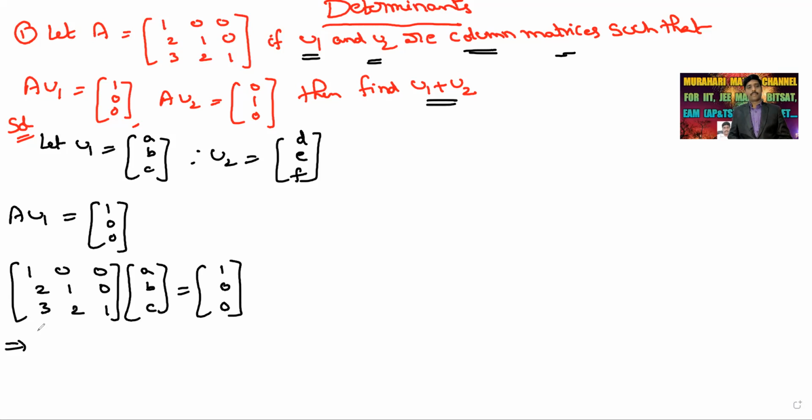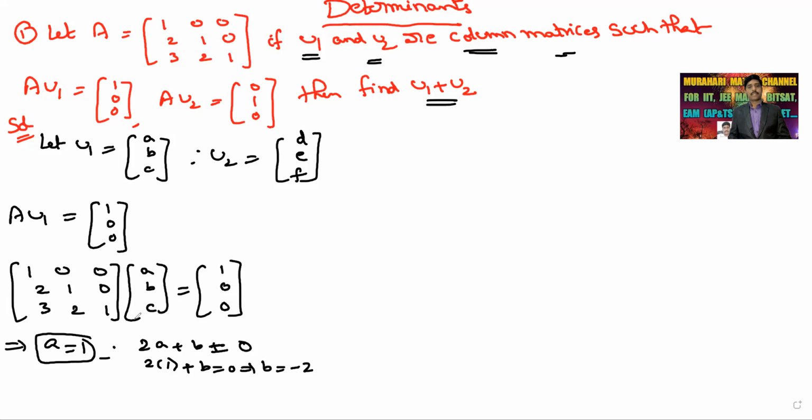So first we should multiply first row, first column. A into 1 plus 0 into B plus 0 into C equal to 1. A is equal to 1. Next, second row multiply with first column. It will be 2A plus B plus 0 into C equal to 0. But A value we have got 1. So 2 into 1 plus B is equal to 0. B value we have got minus 2.